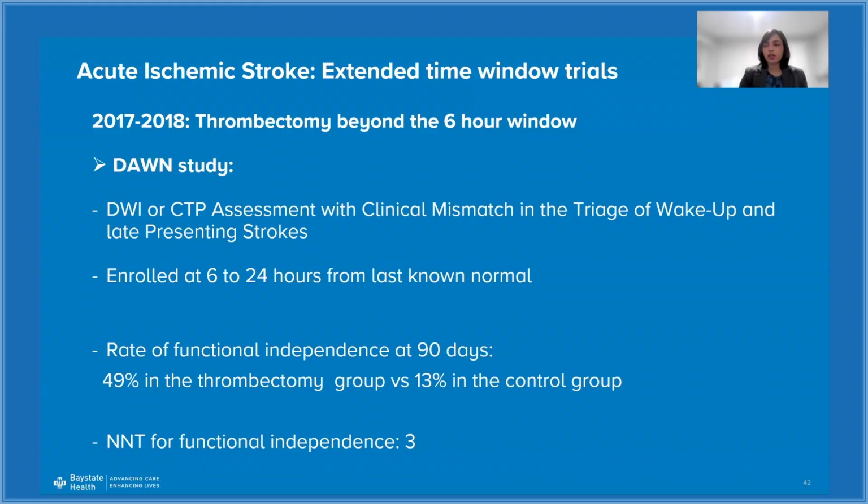And the first study that was published was the DAWN trial, which looked at such patients. And again, it had great results where 49% in the thrombectomy group did well compared to only 13% in the medical management group. And here the number needed to treat was 3 to achieve functional independence.